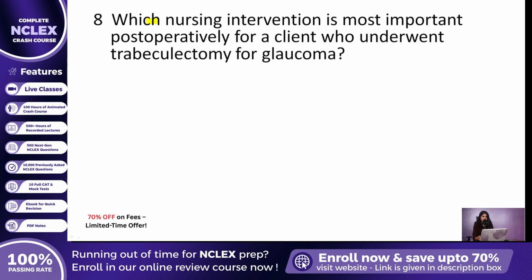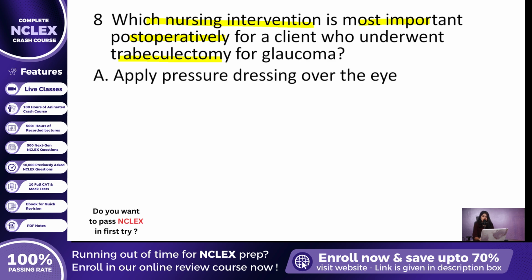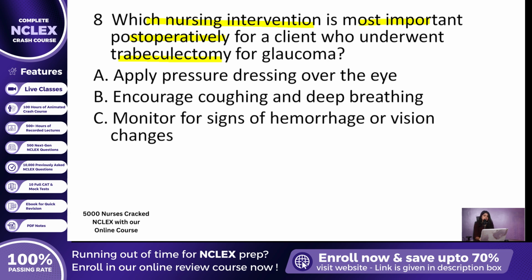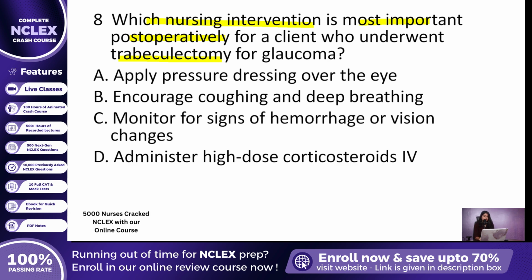Which nursing intervention is most important post-operatively for a client who underwent trabeculectomy for glaucoma? Here are your options. A. Apply pressure dressing over the eye. B. Encourage coughing and deep breathing. C. Monitor for signs of hemorrhage or vision changes. D. Administer high-dose corticosteroids, IV. Let's determine the best nursing action here.